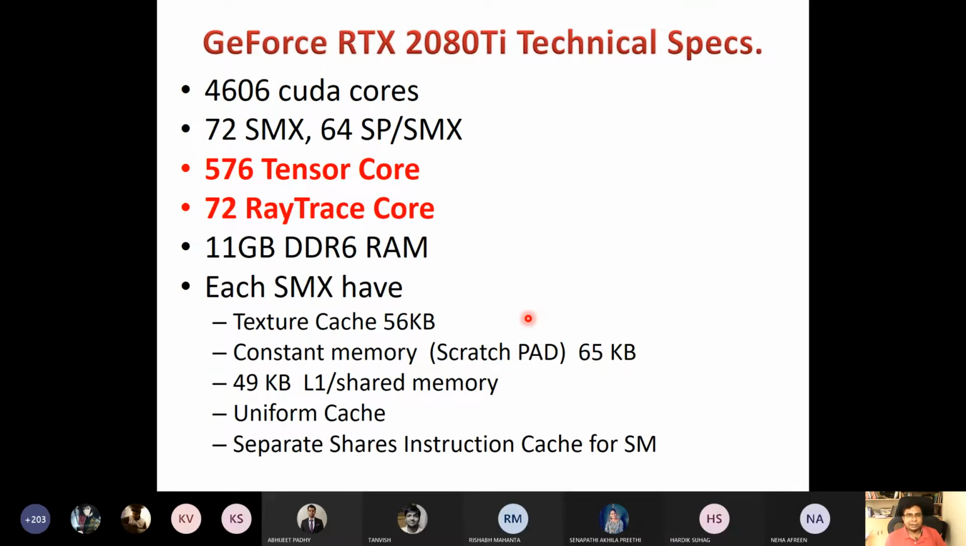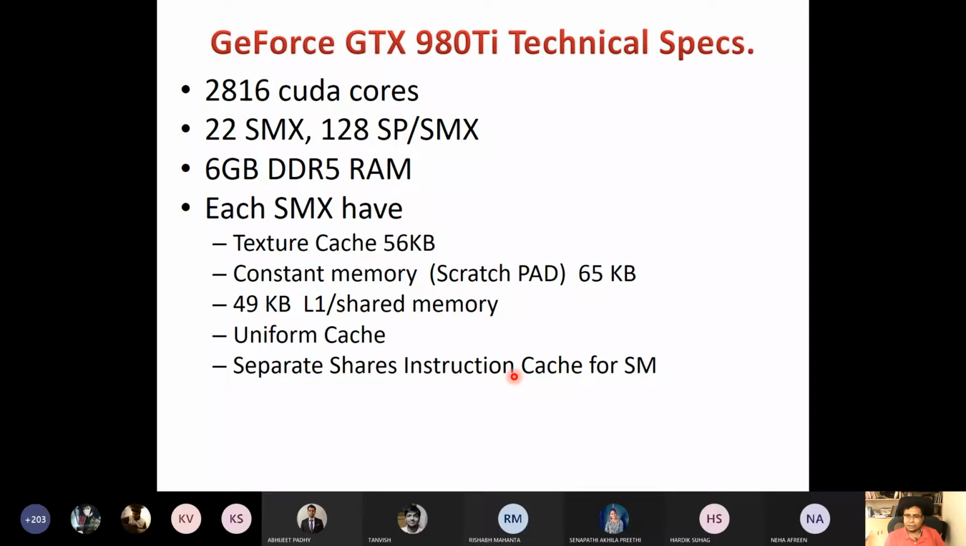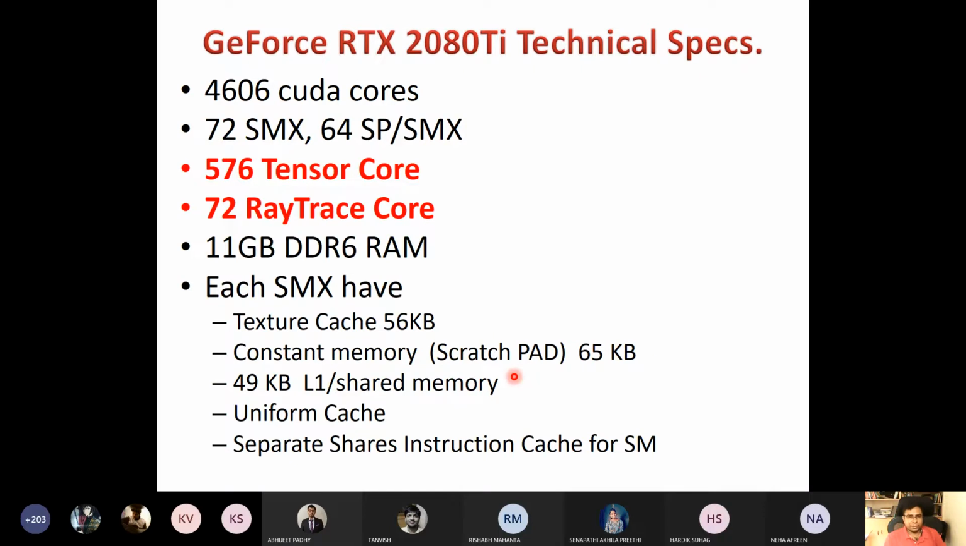What I'm saying is this is again a little bit of 4000 cores. Earlier it was 2000, this is 4000 cores, 72 SMs and 64 SPs per SMX, and they also have 576 tensor cores and 72 ray tracing cores, 11 GB of GDDR. The GTX 980 is around 2015-16. This one is, I think, 2018 or 19. But the recent one I saw is the RTX 3090, from 2021. So we'll get 10,000 cores.